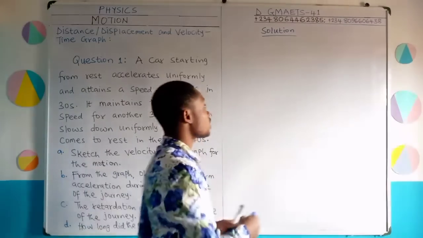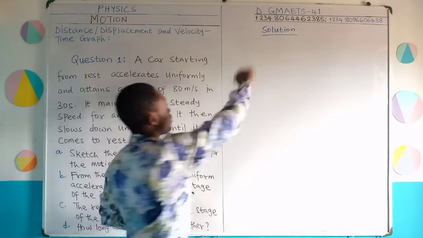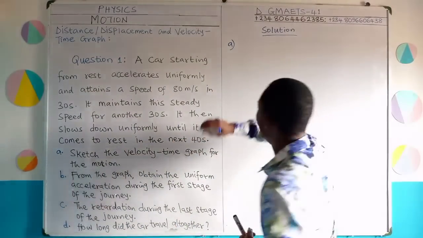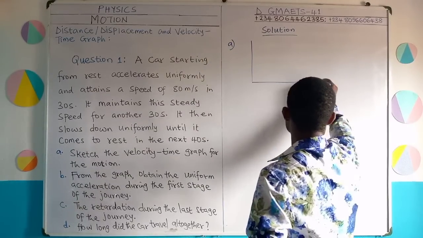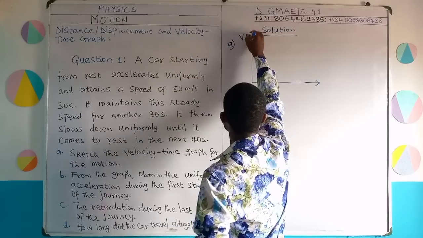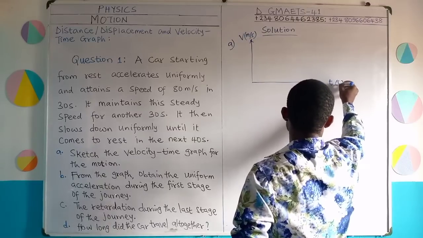So the first question we're going to look at here is to sketch the velocity time graph. Alright, so to sketch the velocity time graph is just a simple one. You draw your vertical, you draw your horizontal, okay? So we're going to have something like this. This is my velocity, the unit is meter per second, and then this is my time, it's in seconds.